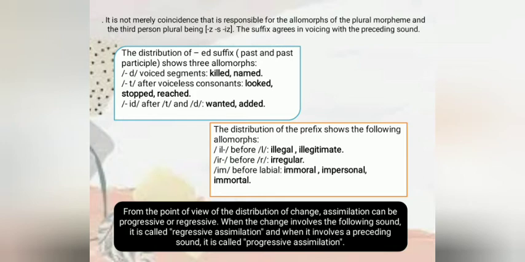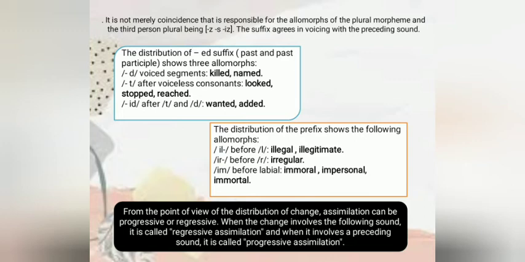The distribution of the prefix shows the following allomorphs. Il before l is in illegal and illegitimate. Ir before r is in irregular. Im before labial is in immoral, impersonal, and immortal. From the point of view of the direction of change, assimilation can be progressive or regressive.